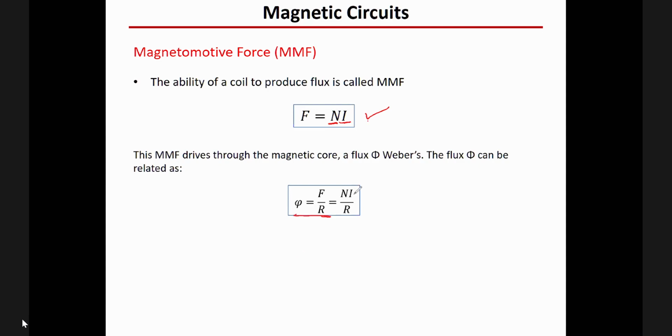So F is equal to Ni. So the flux is Ni, or F, divided by R. Again, flux is equal to F divided by R, where R here is not the resistor of the circuit or the resistivity of the circuit. It's called reluctance, and we are going to come to this. So now flux is equal to F divided by reluctance.